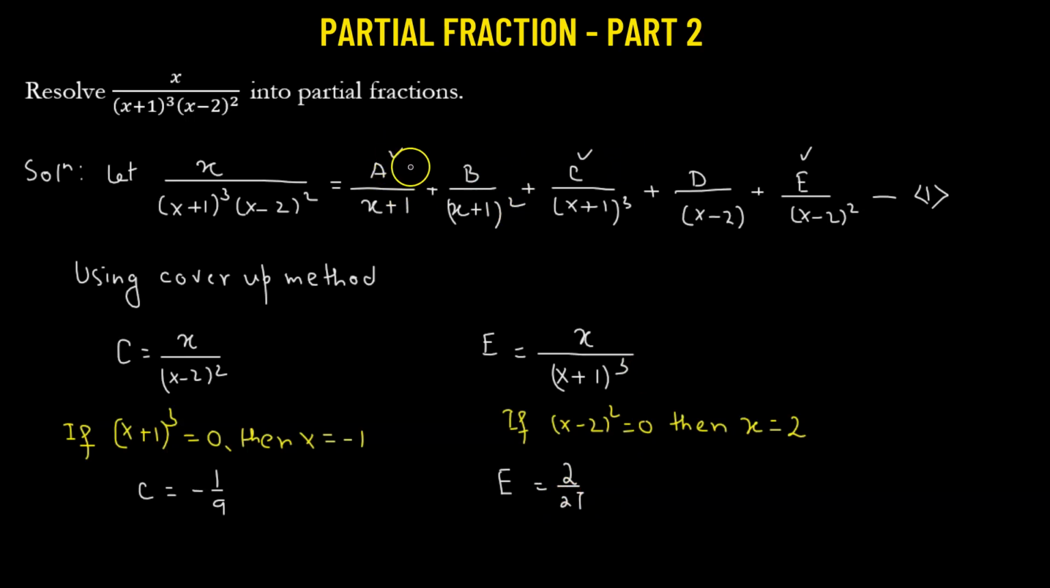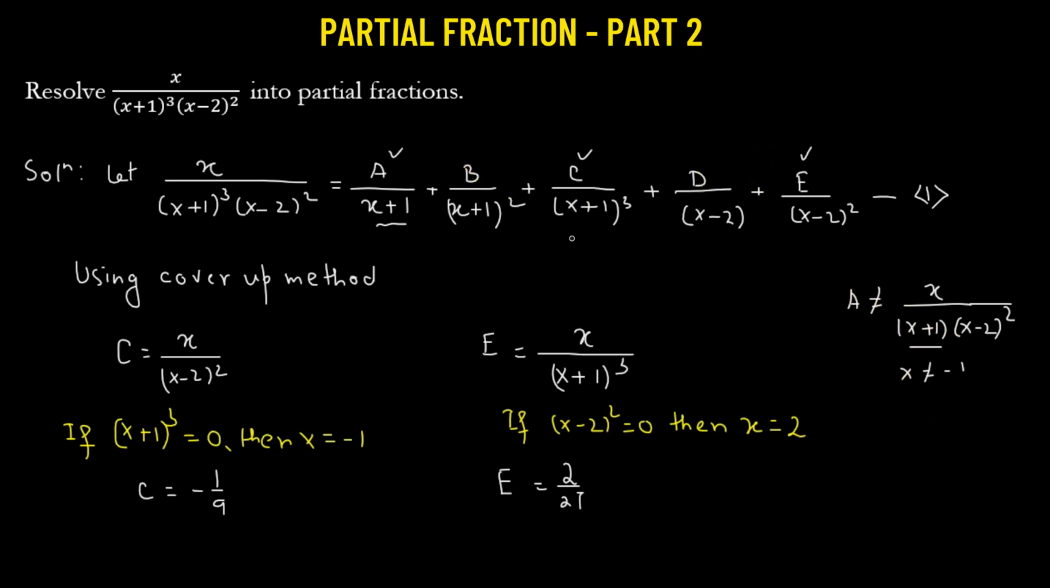Now, why can't we use the cover-up method to find the other constants? Well, let's take for instance a. If we use the cover-up method, then a will be equal to x over, we can only cover up the factor x plus 1. That means one of the x plus 1 is going to stay. So x plus 1 times x minus 2 whole squared should be the usual method, but when we use the cover-up method, we have to take x equals negative 1, and that would mean that the denominator goes to 0, which is not allowed. So that's why we cannot find the value of a, and similarly we cannot find the value of b and d.